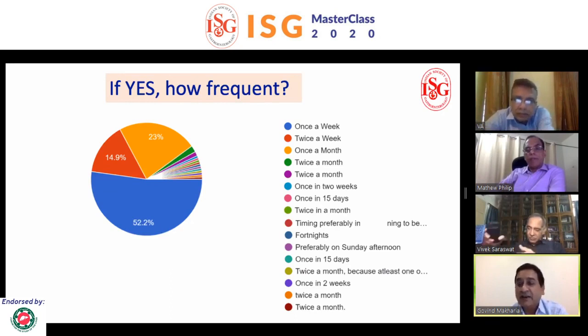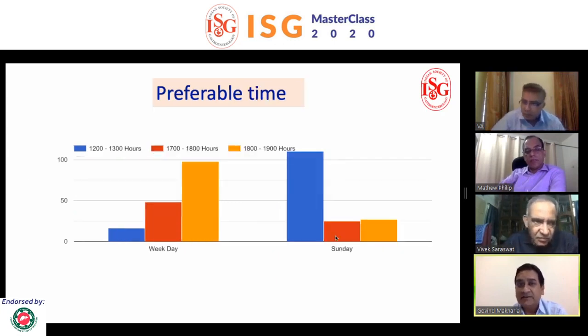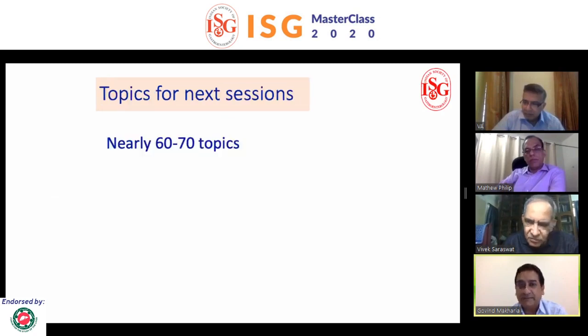We also asked how frequent, if you do continue master classes, they should be, and most people say once a week or twice a week. So most people say once a week, so probably we'll form it as once-a-week master classes, and later probably we decrease it to less frequent, maybe twice a month or once a month. Which day? Again, most people say Sunday is the best, so we'll continue on Sunday, and the time on Sunday would again be 12 to 1 in the daytime.